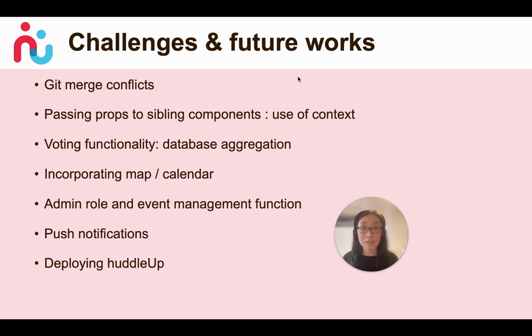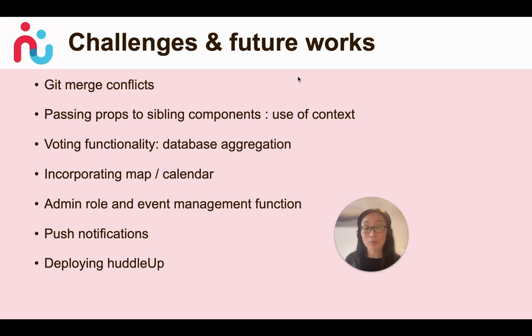Implementing voting functionality was quite a challenge because there were many states and data that needed to be constantly updated. Looking back, improving the backend and also using database aggregation with Sequelize would have been a better approach that could alleviate the heavy workload of the front end.